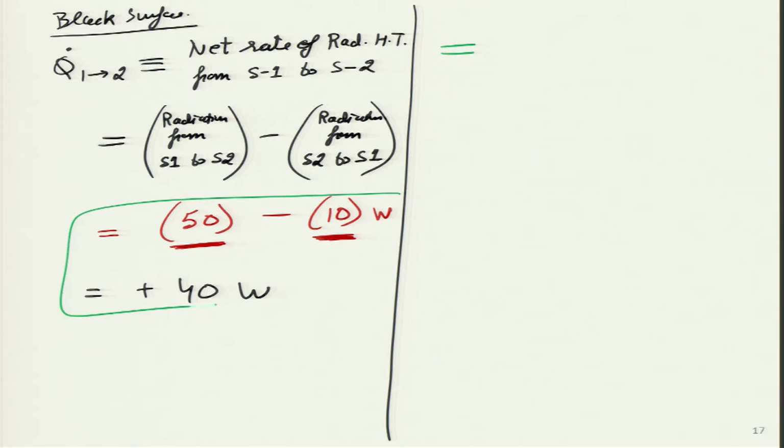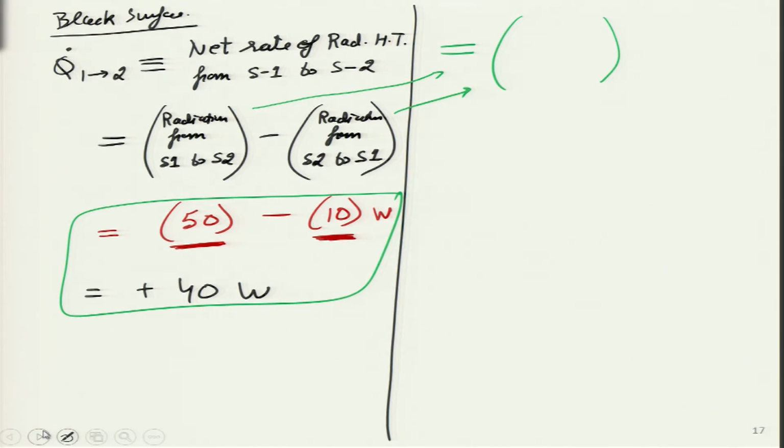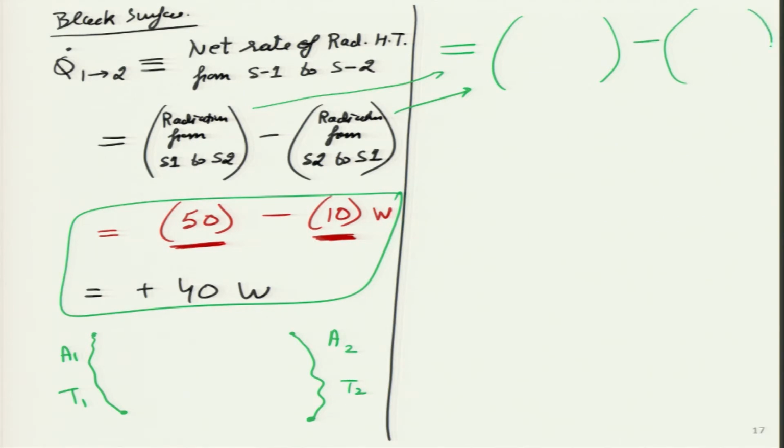Now, we can write it in expression terms also, which I will write over there. So, forget this for the moment, you do not need to remember it, but the expressions we need to remember. So, what is the first term? Radiation from surface 1 to surface 2. If I know the area, let me draw it over here. If this is surface 1, area is A1, temperature is T1, this is surface 2, area is A2, temperature is T2, and I want to write it as the subtraction of two terms.